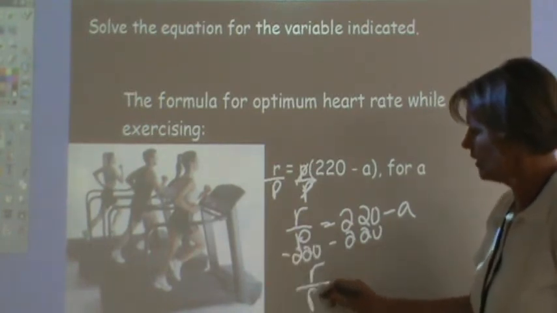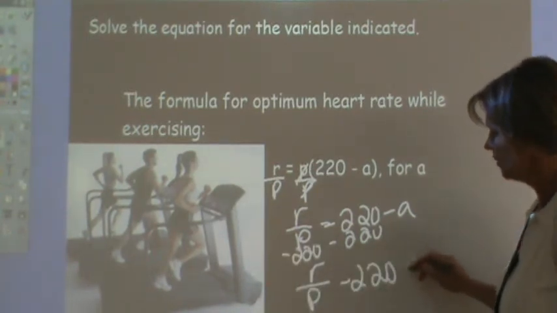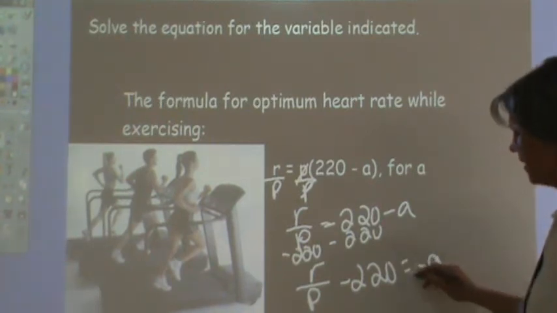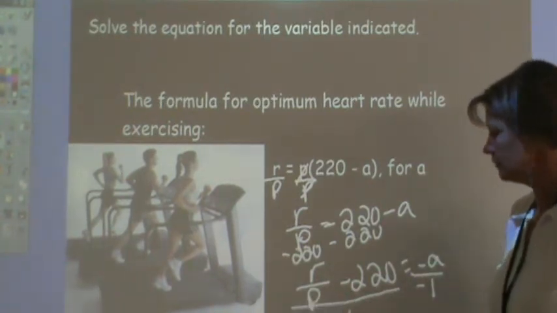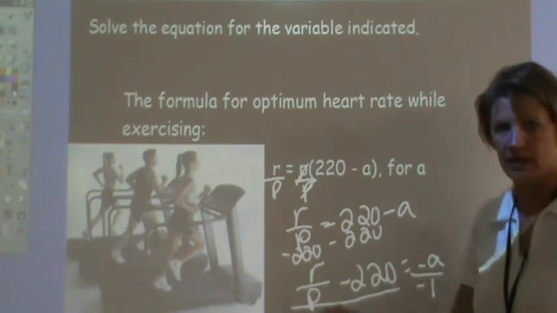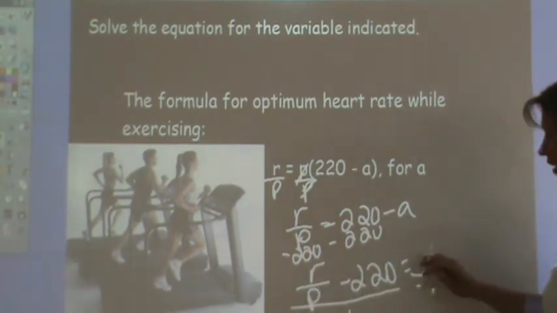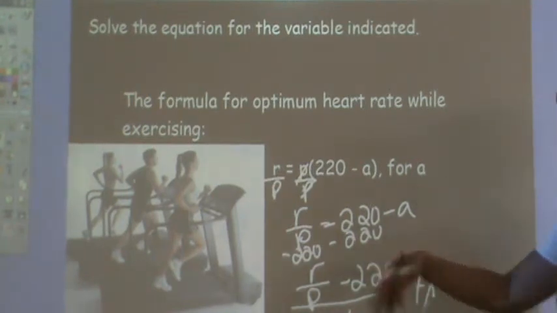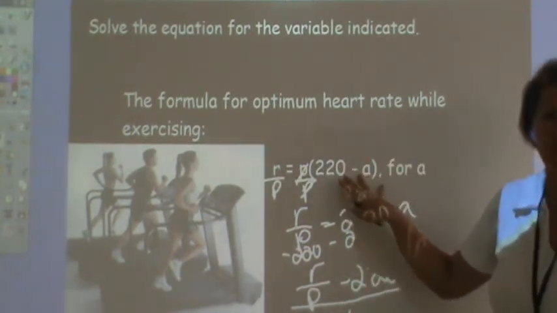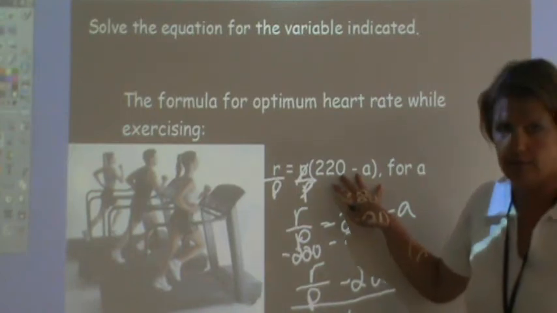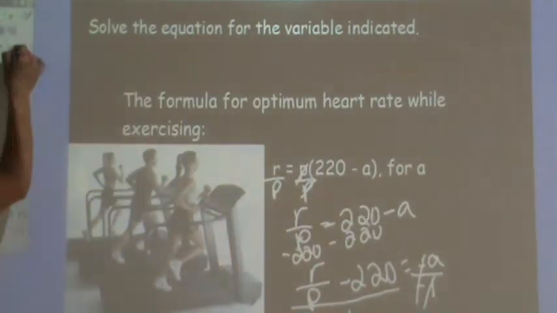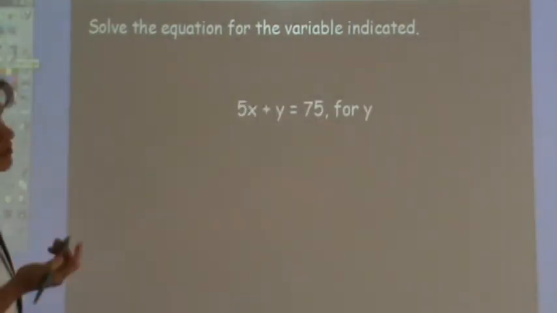So R over P minus 220 equals negative A. And then I divide by negative 1. Okay, and again, that's good enough for me. You could take this a step further and make this negative R over P plus 220 all equals A. But again, that's good enough for me. I am not going to do this to you yet. Okay? This one we should be able to do though.